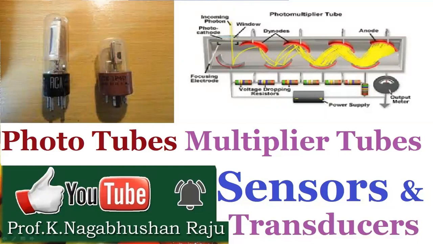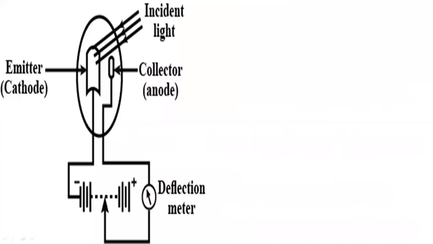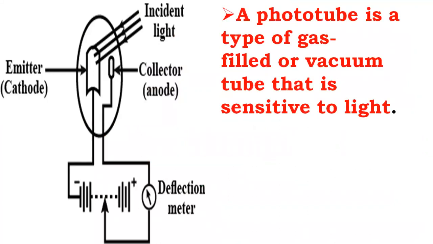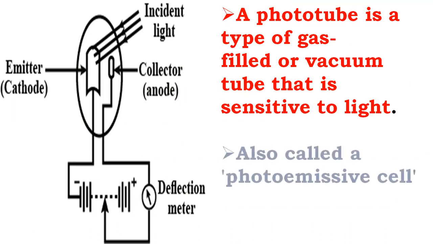Today let's discuss photoemissive tubes and photomultiplier tubes. The photoemissive tube, or photoelectric cell, is a type of glass-filled or vacuum tube that is sensitive to light. Such a tube is more correctly called a photoemissive cell to distinguish it from the photovoltaic or photoconductive cells.